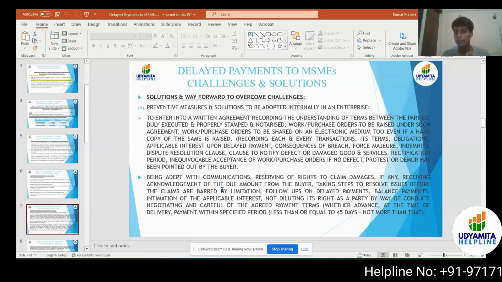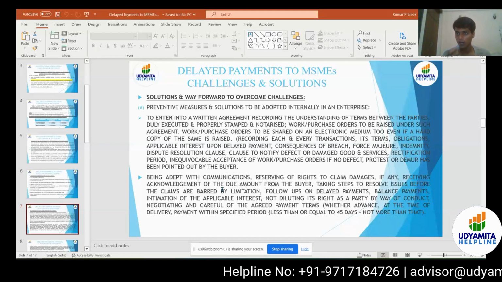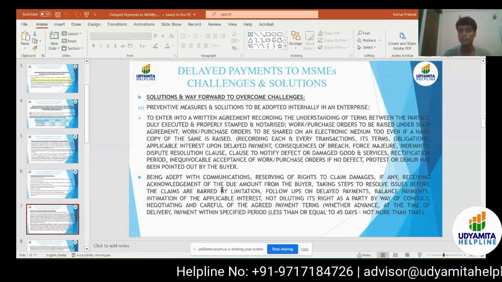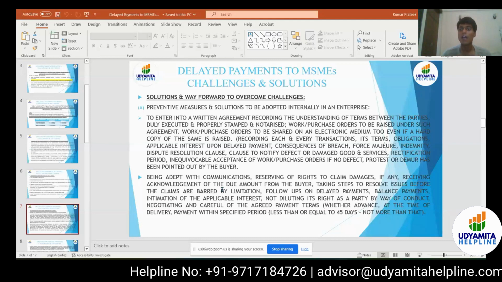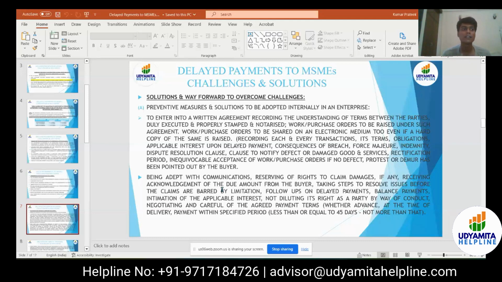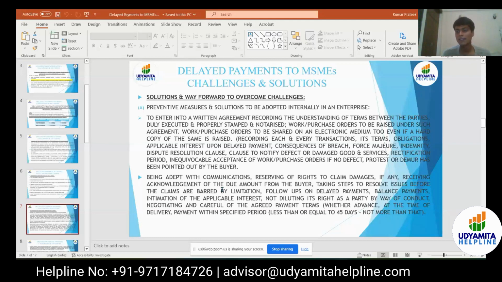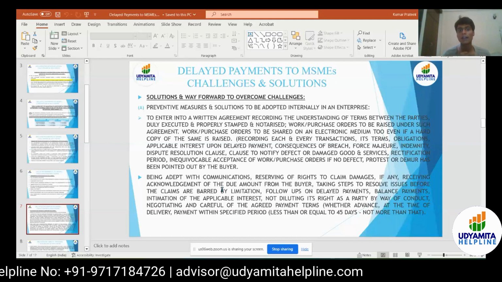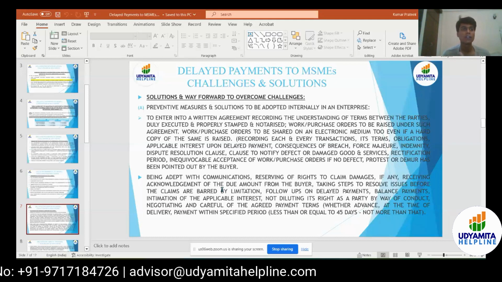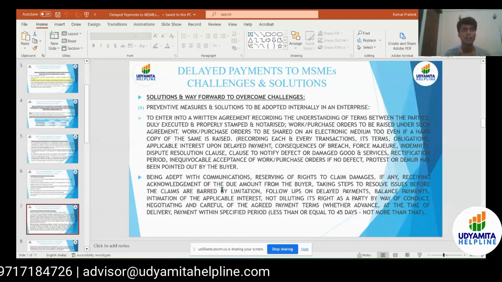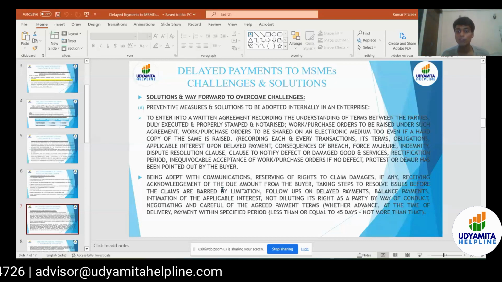Reserving of rights to claim damages. We already discussed this, that we have to be quick with our turnarounds, and we have to be adept with communications. Whenever we are facing losses, we have to let the other party know that these actions or these breaches have led us to suffer these losses, and when we do so, we reserve the right to claim those damages at a later stage, right? Because we have suffered those damages.